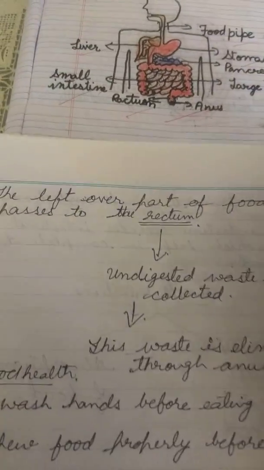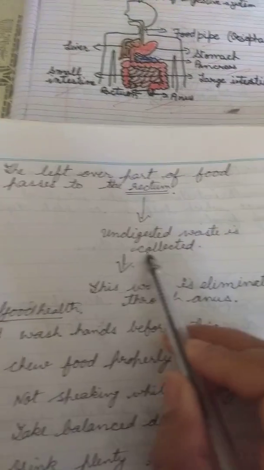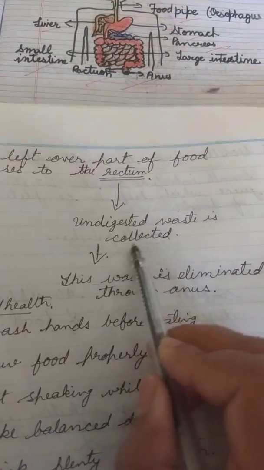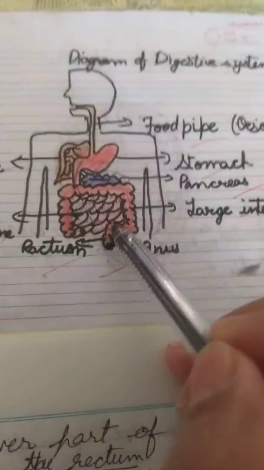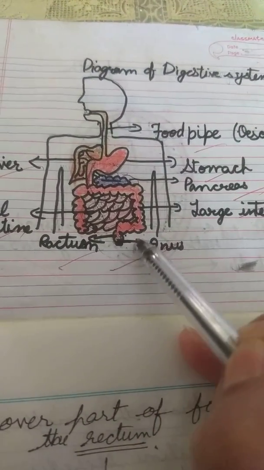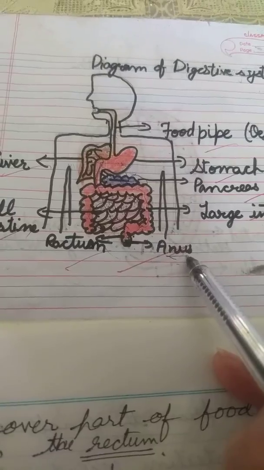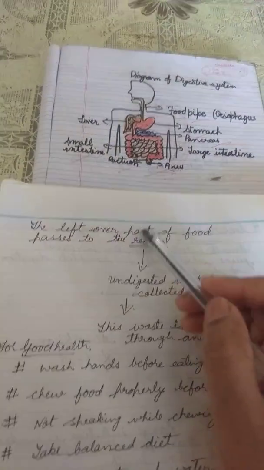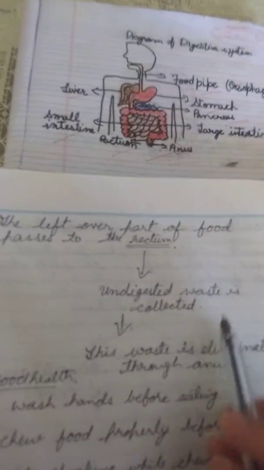And what is the function of the rectum? The rectum collects the undigested waste. Undigested waste is collected mainly in the rectum, from where it is eliminated through this opening that is called the anus. Here the digestion of food is completed.